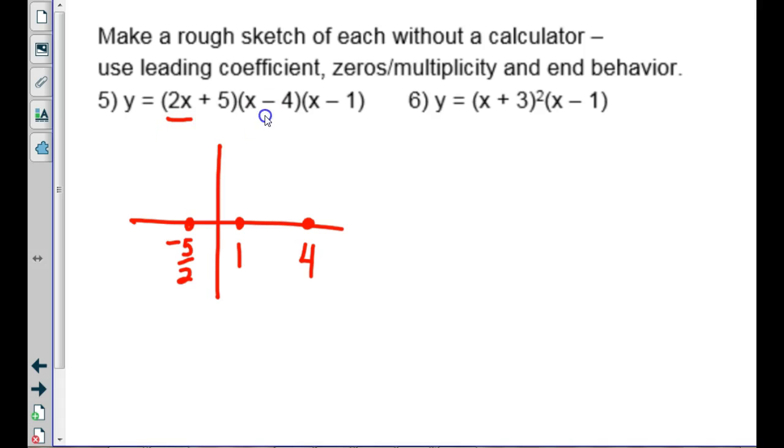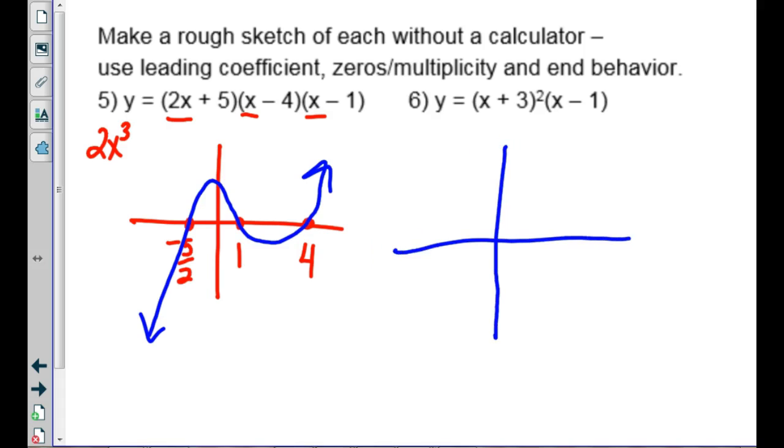Is there any multiplicity or bounces? No. If I FOILed this all together, I'd have a 2x times an x times an x, so I'd get a 2x cubed. So where am I going to start graphing? Bottom, and it's going to cross at all these places. I have no idea if that's really how high it goes or anything, but we don't have a scale on our y. We're good.